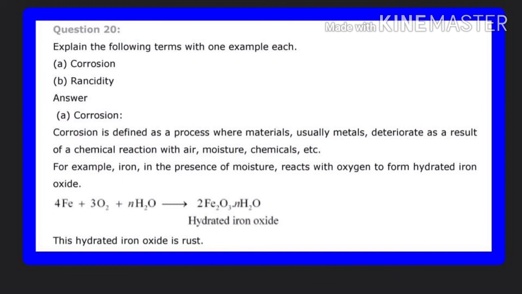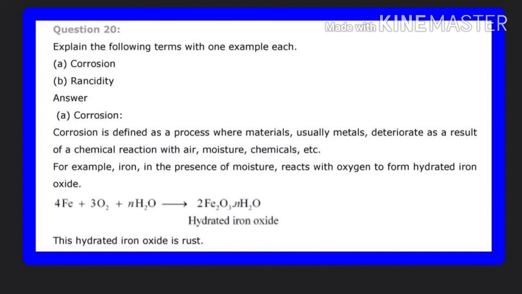Now, for example, you can always take the most obvious example for corrosion, and that is rusting. So iron in the presence of moisture reacts with oxygen to form hydrated iron oxide, that is Fe plus O2 plus H2O. Air is O2, moisture is water, and xH2O or nH2O, whatever variable you want to take. Fe plus O2 plus H2O gives Fe2O3.xH2O or nH2O. That is your hydrated iron oxide. This hydrated iron oxide is called rust. And then you balance the equation: 4Fe plus 3O2 plus nH2O gives 2Fe2O3.nH2O.